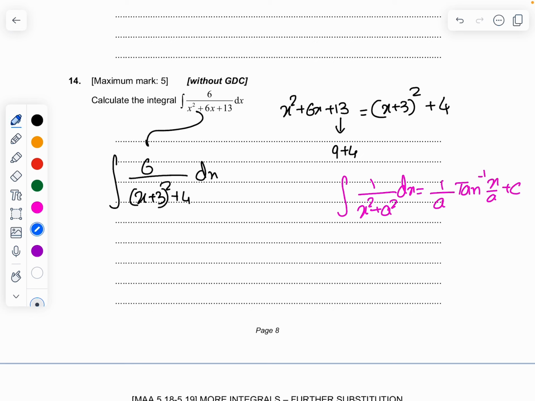So over here the a value is 2, because 4 can be written as 2 squared. Tan inverse of (x plus 3) upon a. So what's going to be the final answer? 3 tan inverse of (x plus 3) upon 2 plus c.